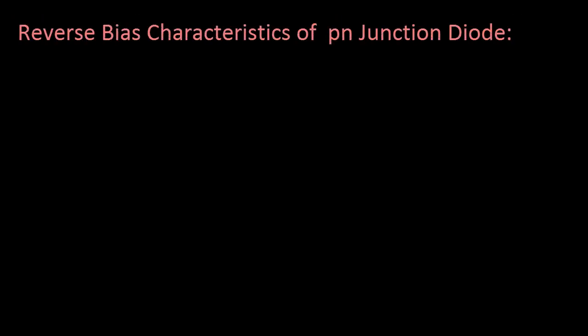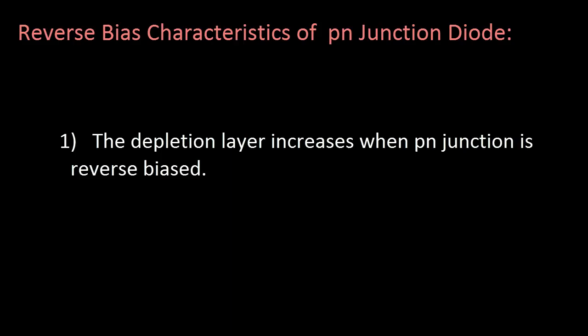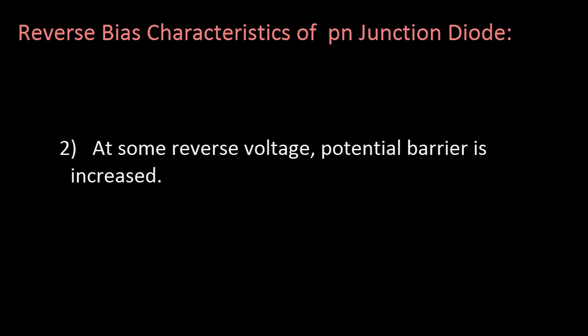Points to be remembered in reverse bias characteristics of PN junction diode. The depletion layer increases when PN junction is reverse biased. At some reverse voltage, potential barrier is increased.